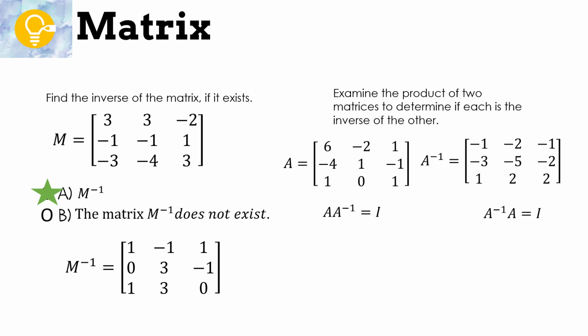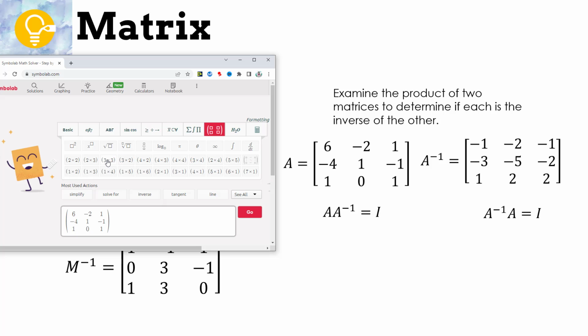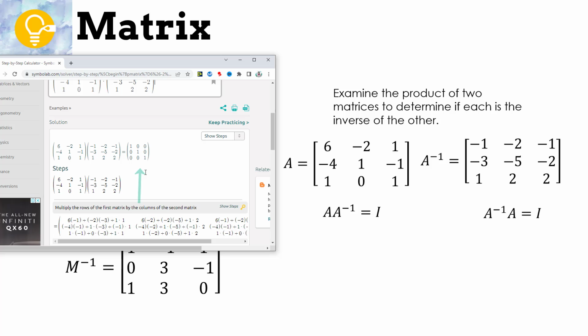Let's look at the second one. Examine the product of two matrices to determine if each is the inverse of the other. We're first going to do A times A inverse to see if we get the identity. The matrix A is a 3 by 3, over arrow. We're going to multiply by what we think is A inverse. And let's see what we get. Look at that. They are inverses of each other because I get ones in my diagonal.